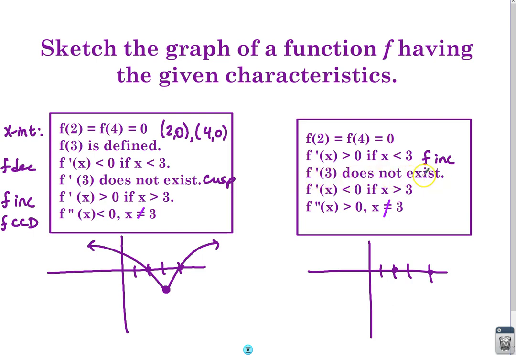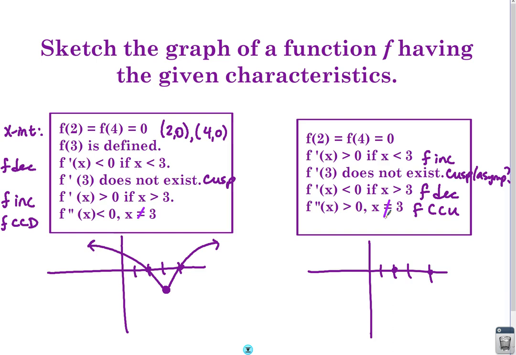It could be another cusp. Over here specifically, they said that f of 3 was defined. They don't specify that over here, so it could be a cusp or maybe an asymptote. One of those two. F prime of x is less than 0, so the derivative is negative if x is greater than 3. So now f is decreasing. So it was increasing before 3, decreasing after 3. And then my second derivative is positive, which means f is concave up everywhere except at 3.